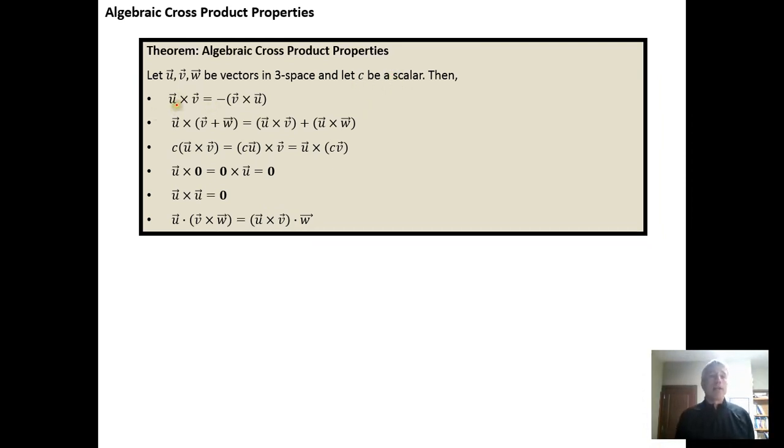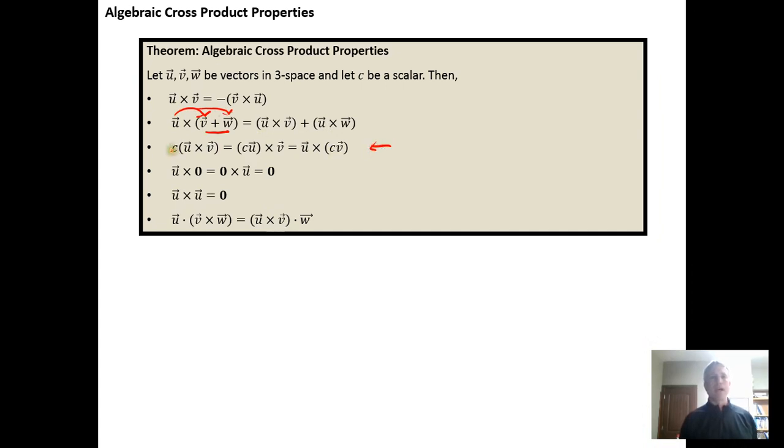So right here, the first property is U cross V is the opposite of V cross U. So in other words, if you change the order of the cross, you get the opposite result. This is the distributive property for cross products over vector addition. So it says U cross (V plus W). It's identifying that you can distribute the cross product over the addition sign, so U cross V plus U cross W.